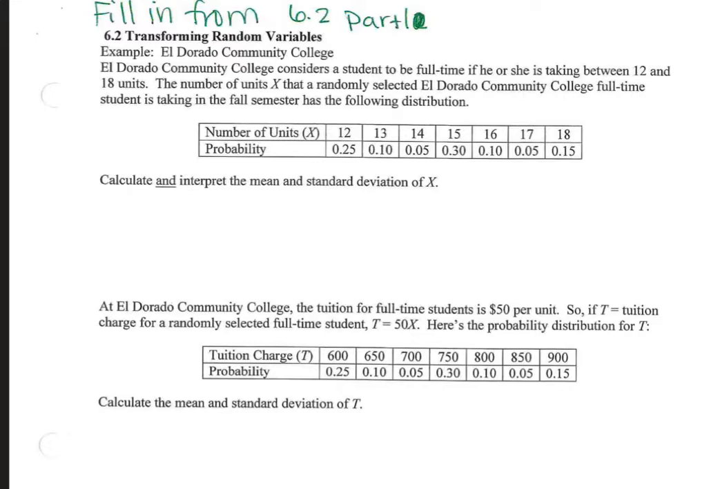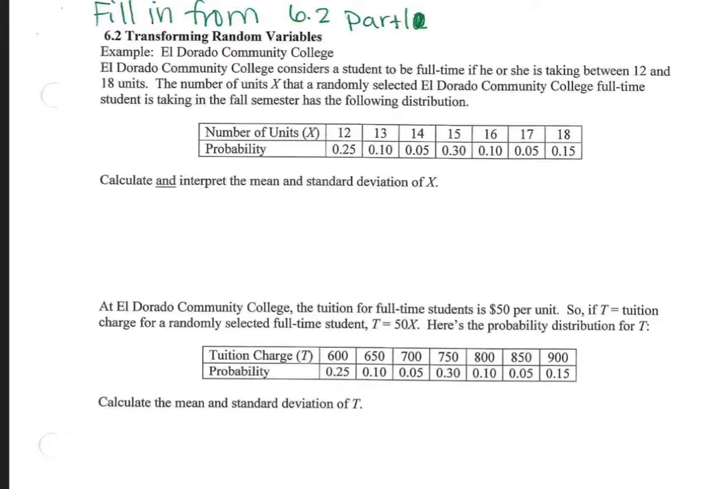of this section. Last section in 6.1, we talked about discrete and continuous variables and how to calculate different probabilities with them. Sometimes, though, we need to convert the units of these random variables. For example, we might need to add 5, or we might need to multiply by 2. And so we're going to investigate how that affects the mean and the standard deviation of these random variables.